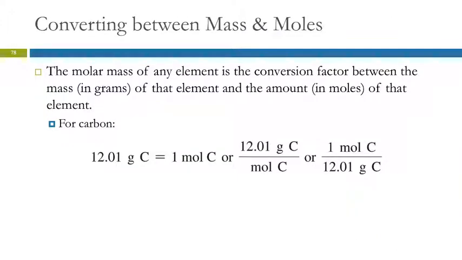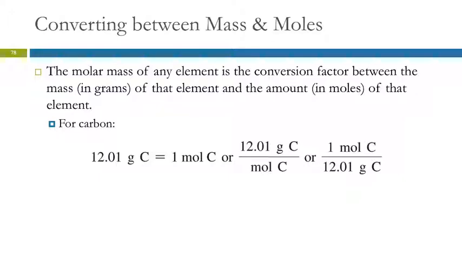So we can use this relationship between the gram and the mole that we have on the periodic table to help us find the mass of a certain number of elements, certain number of atoms. First, let's look at converting between grams and moles. And this is a very important type of calculation. We do this all the time in chemistry.